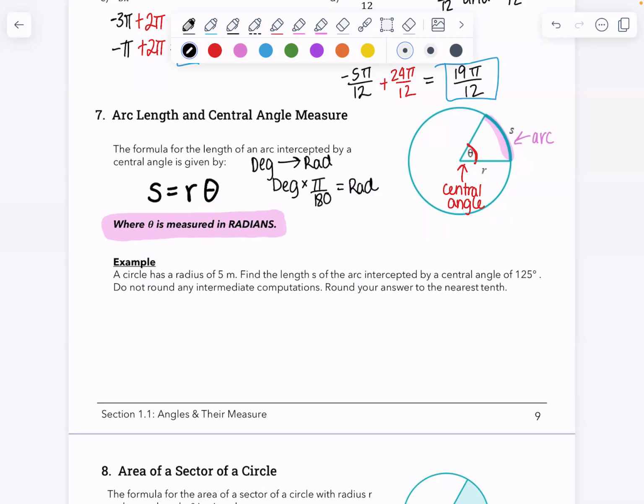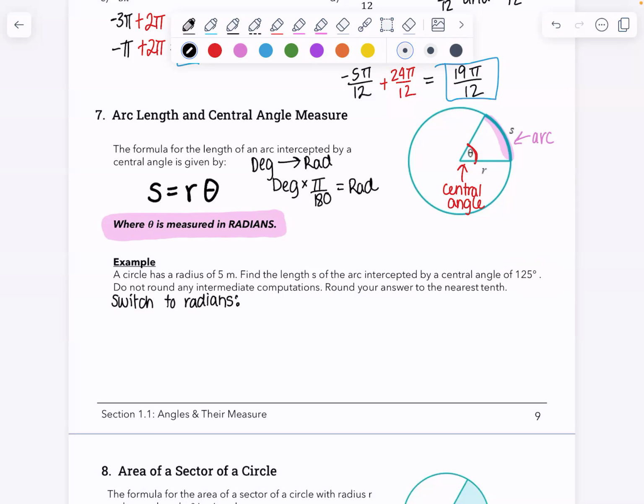All right, so I'll just do one example of these. They're all a little bit different, but they involve the same general setup, a few differences. A circle has a radius of 5 meters. Find length S of the arc intercepted by a central angle of 125 degrees. Do not round any intermediate computations. Because my angle was given in degrees, I have to switch it first. Switch to radians.